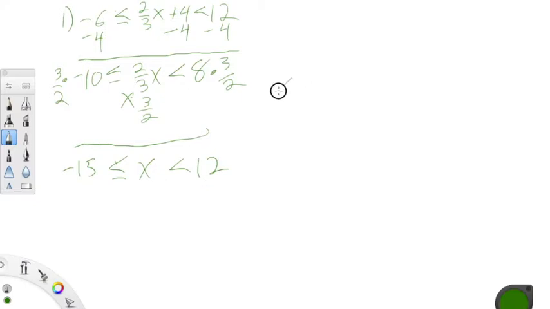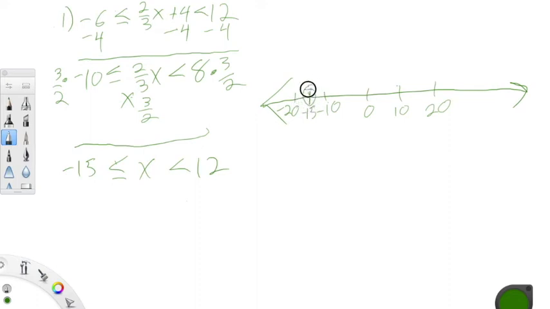So on our graph, we have to go all the way down here. Let's just go negative 20 and negative 10, 0, 10, 20. Okay, so negative 15, that is right here, right between negative 20 and negative 10. It's less than or equal to, so that's our filled in dot. And then our other side is less than 12, so we're going to say 12 is about here. And that's not equal to, it's just less than, so that's an open circle. And then our x can be anything in between.